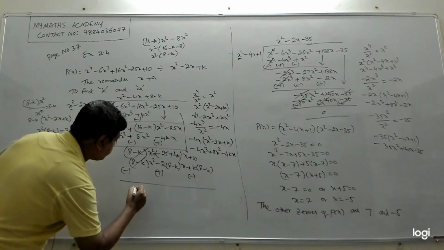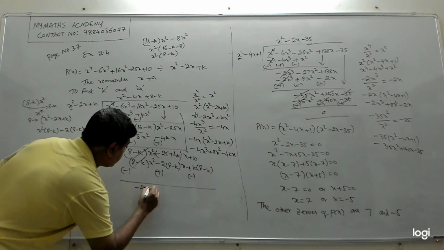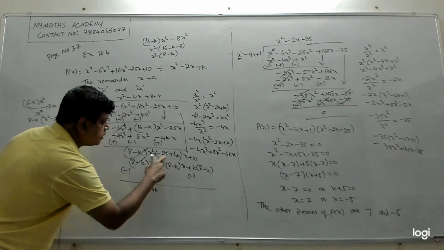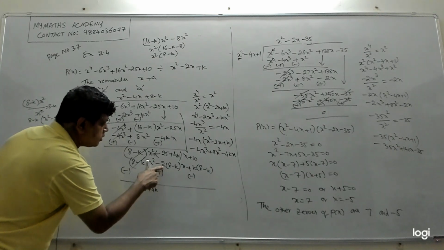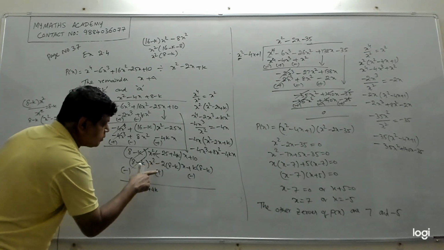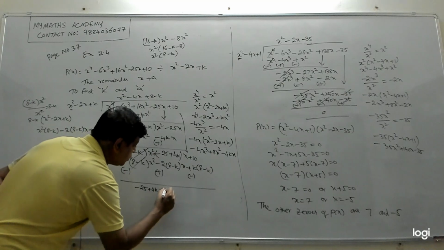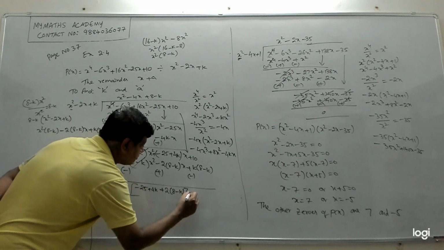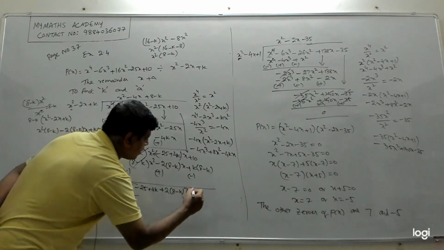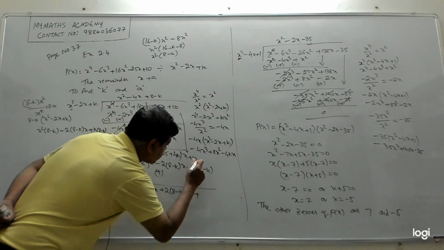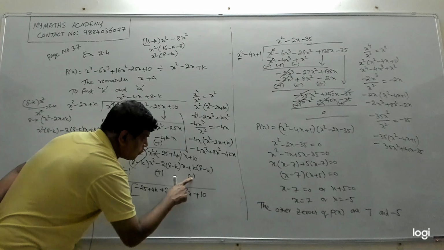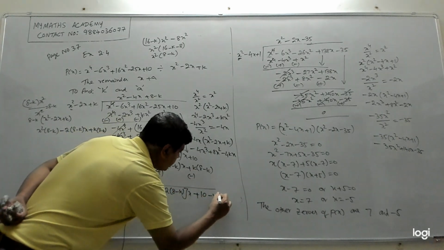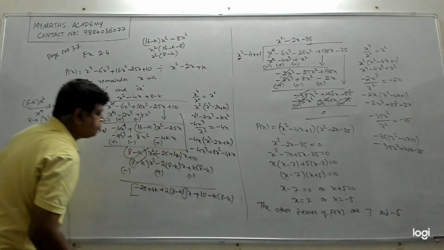We get here minus 25 plus 4k. Then this is plus 2 into, this minus has become plus now. So plus 2 into 8 minus k whole into x. This x will come as it is. Plus this is 10. This is minus k. Minus k into 8 minus k.